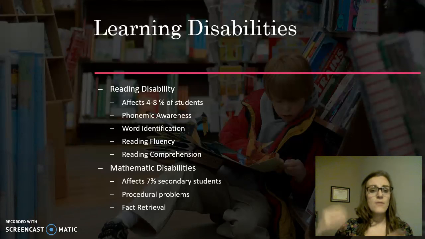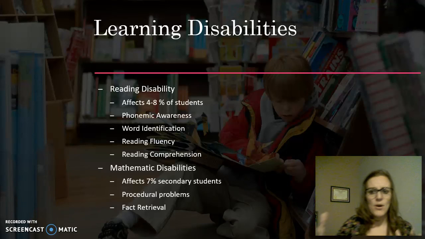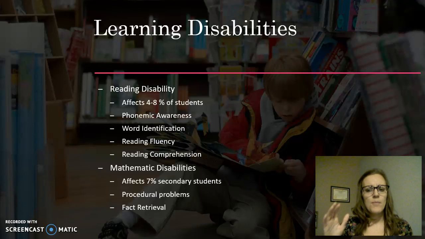Students may struggle with phonemic awareness, which is the ability to hear the sounds within a word. They may struggle with word identification, which is decoding and being able to break apart a word to read it. Word reading fluency, which is being able to read a word or read fluently and smoothly and accurately. And then reading comprehension, which is reading a passage so that you understand what is happening.